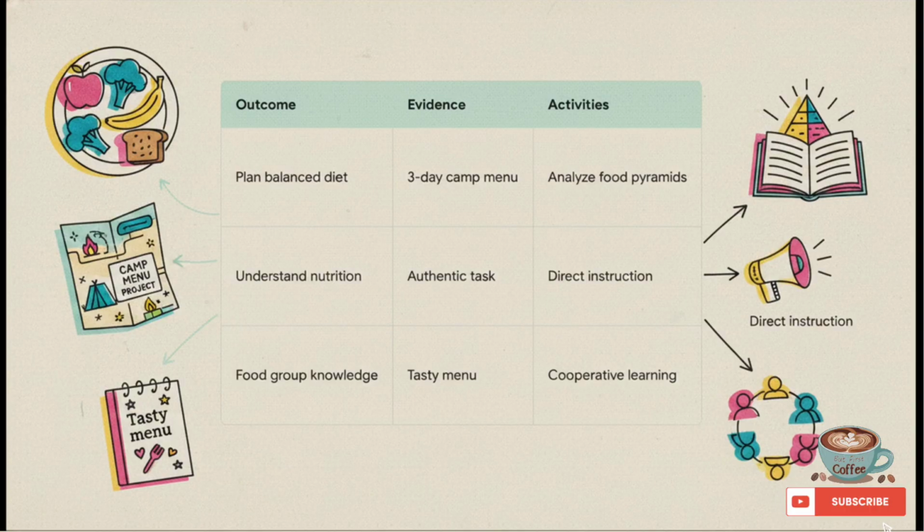Now, the middle column is our evidence. Instead of a standard test, it's an authentic assessment, where they have to design a 3-day menu for a camp. Finally, in the third column, we plan the activities, things like direct instruction, analyzing USDA pamphlets, and cooperative learning. Do you see how those activities directly feed the exact skills needed for that camp menu project? Literally, no time is wasted.